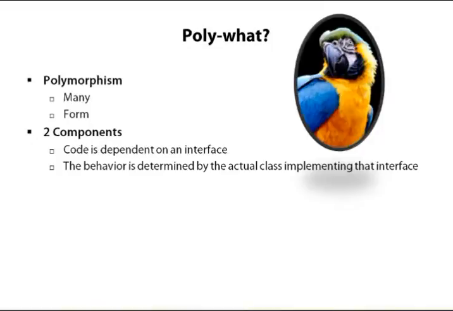Well, polymorphism, the word comes from poly meaning many, and morph meaning form. So what it really means is many forms. And it's still kind of a confusing concept to a lot of people.